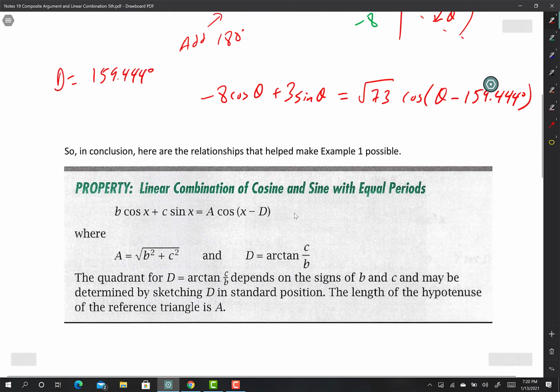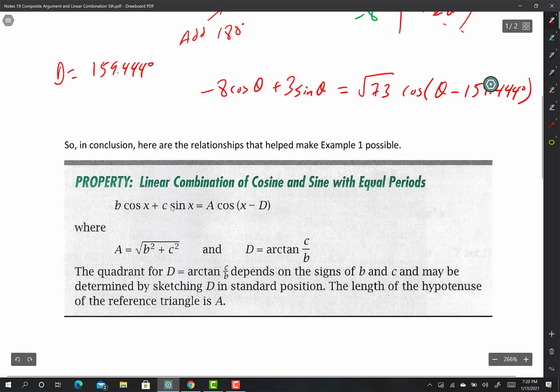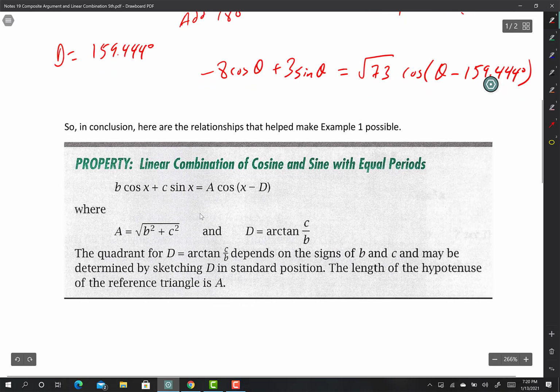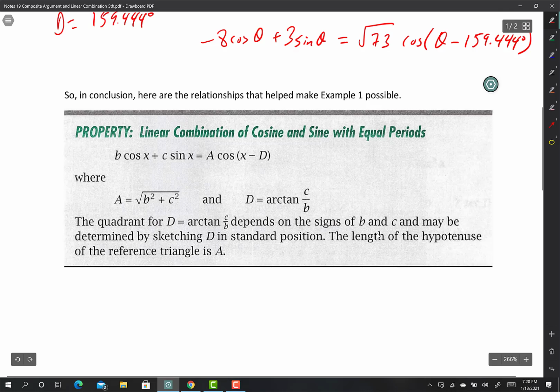So here's some formulas. If you want to use those formulas, that's fine. A linear combination of cosine and sine with equal periods. The periods must be the same for this to work. And yeah, let's go right ahead.